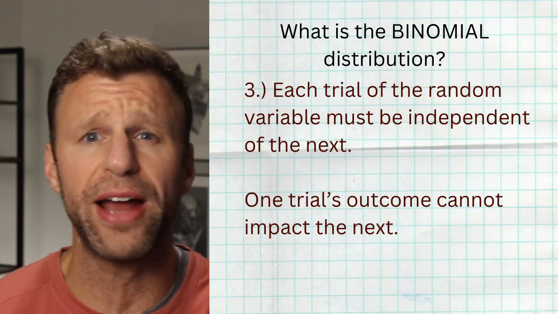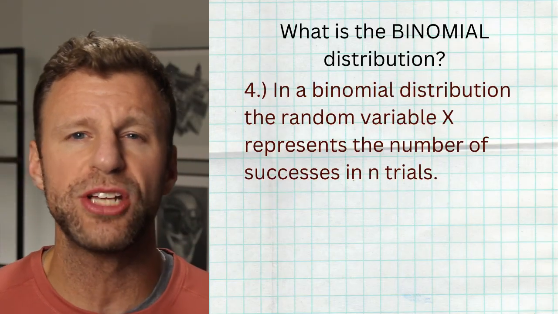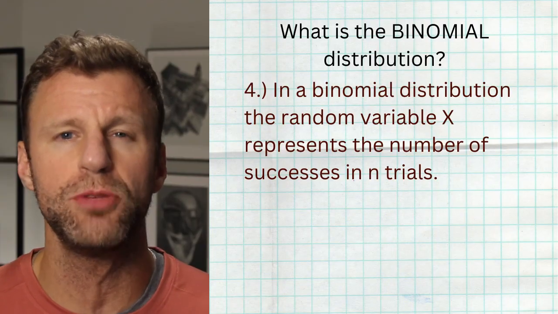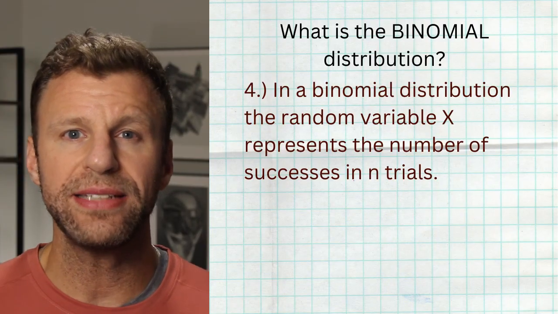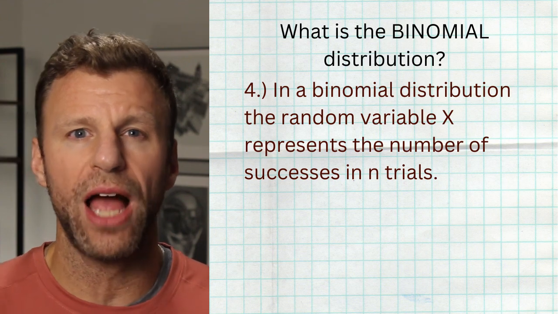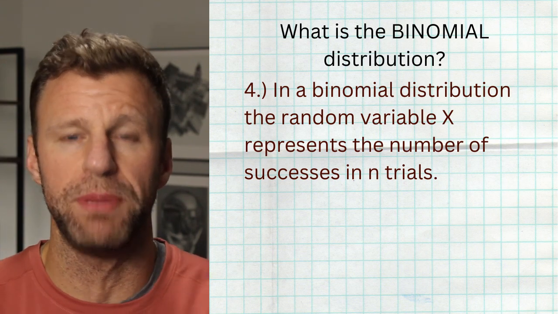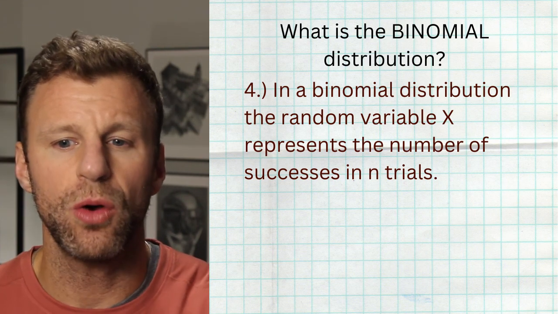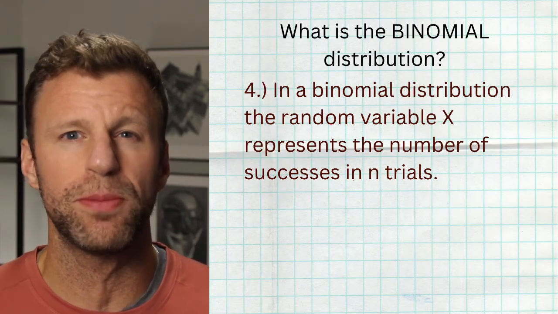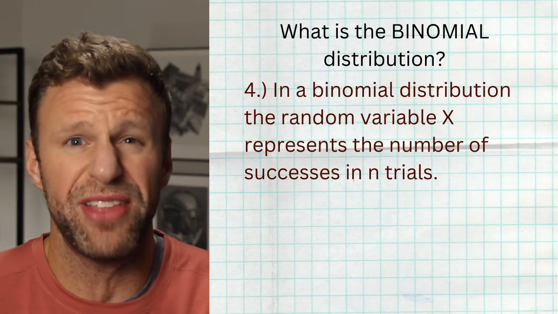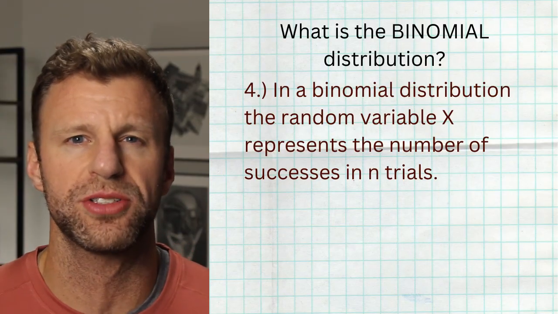And the fourth and final rule, condition, requirement, is that you have to be given 2 things. You must be given a set number of trials, and you're looking for how many of those trials you could be successful in. So you have to be given n, the number of trials, and you have to be given the probability of success in any one of those trials.